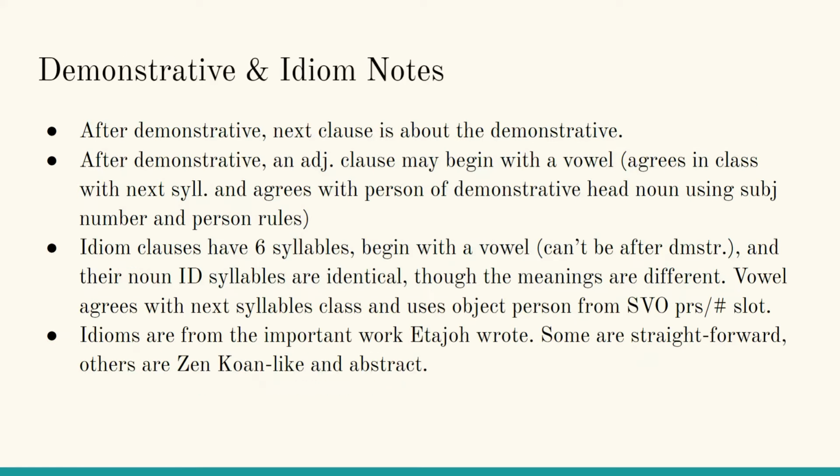After a demonstrative, adjective clauses can begin with a vowel that agrees in class with the next syllable and agrees with the person of the demonstrative head noun, using subject, number, and person rules. An idiom clause is a 6-syllable long word which is not after a demonstrative and is not an adjective clause. It begins with a vowel, and the subject ID and object ID have the same syllable but are not the same noun. Used as shorthand for abstract advice and philosophical lessons from the Book of Idioms by uijoδa𐐛.